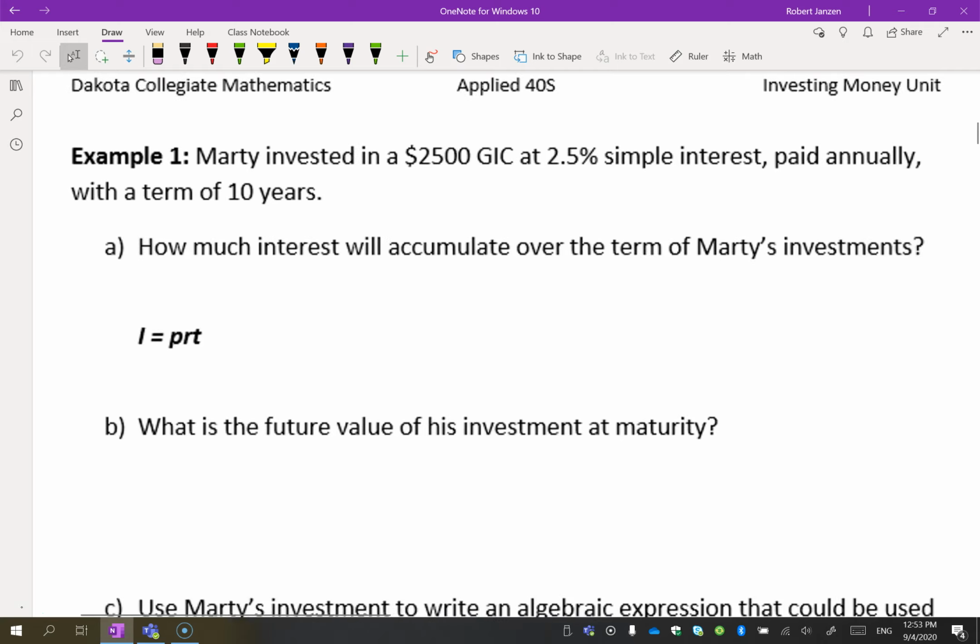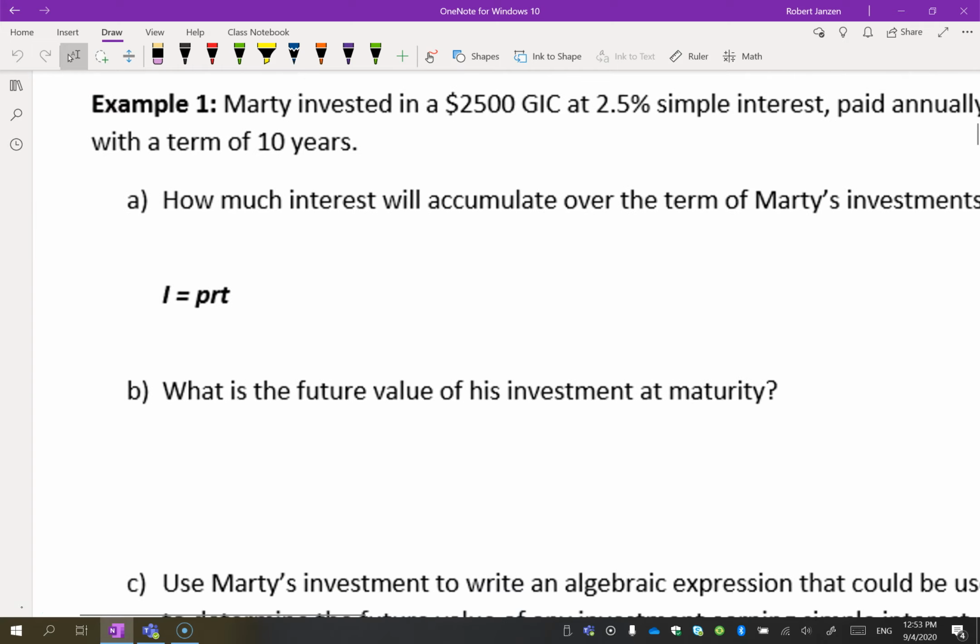So let's talk first of all about simple interest. This is the formula, and you are allowed to write that on your cheat sheet because you are allowed a cheat sheet for tests and exams. What does it mean? Well, the I is the interest rate. The P is the principal, or what are you starting with? How much are we investing? The rate is the interest.